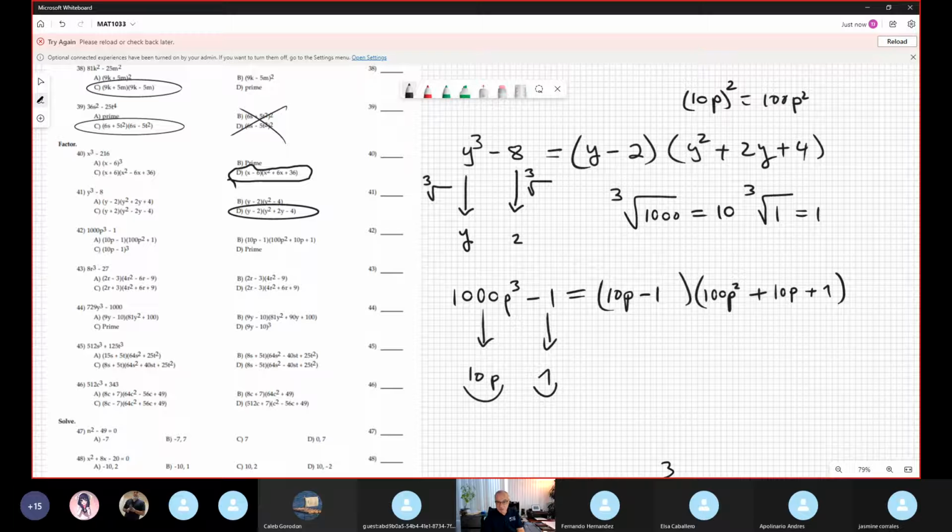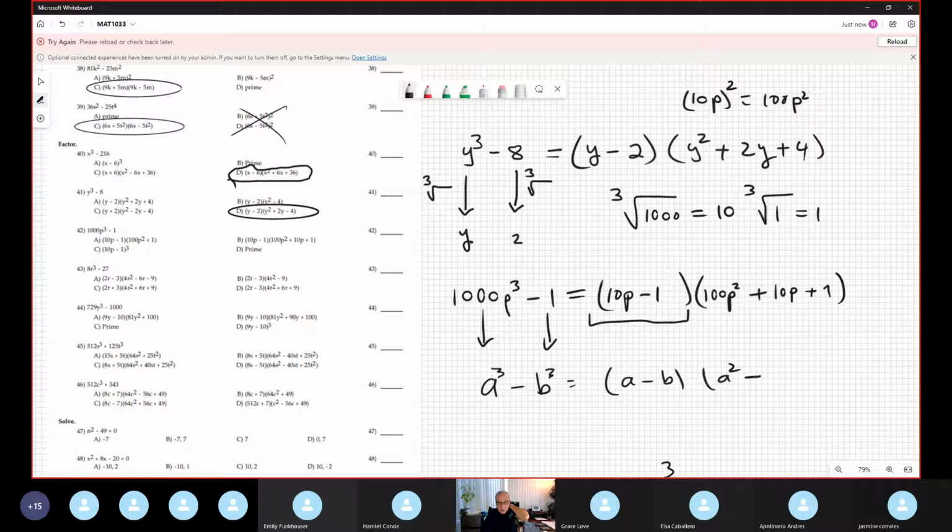In the first parenthesis, you say here. No, because you have to take the cubic root. Okay, look, compare the formula. The formula is A cubed minus B cubed is equal to A minus B times A squared plus AB plus B squared.